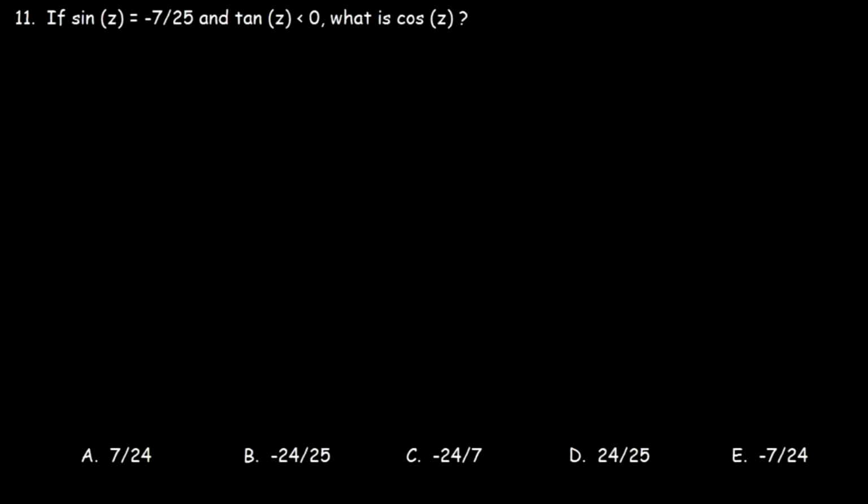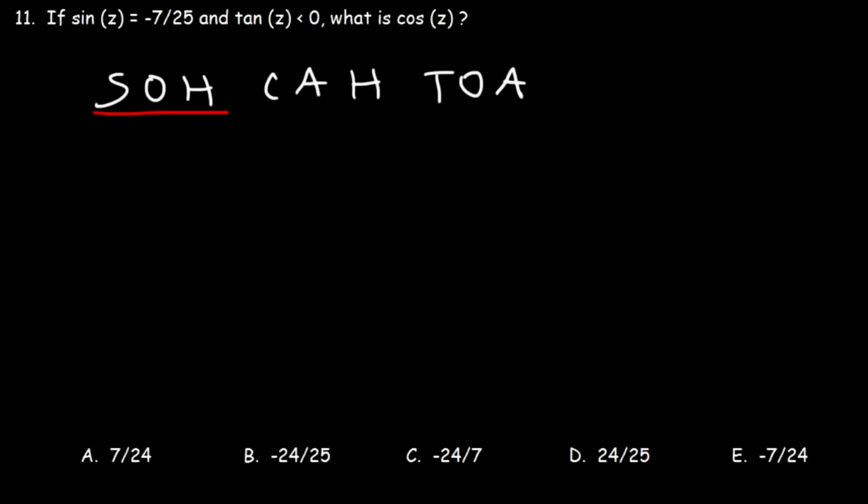Number 11. If sine z is equal to -7/25 and tangent z is less than 0, what is cosine z? Well, before we begin this problem, let's go over some basics of trigonometry. So you need to know something called SOHCAHTOA. Perhaps you heard of this expression before. Let's start with the first three letters. S stands for sine. Sine, let's say sine of an angle theta, is equal to the opposite side divided by the hypotenuse. That's what the SO part represents.